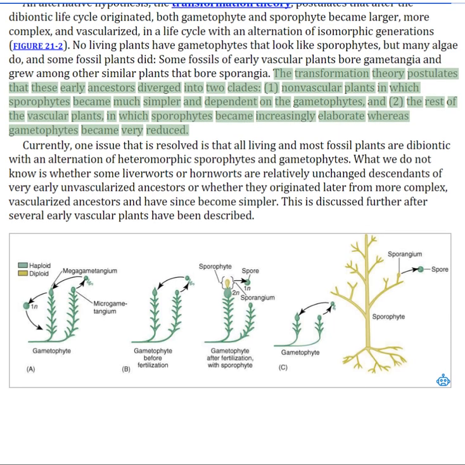The transformation theory postulates that these early ancestors diverged into two clades, non-vascular plants in which sporophytes became much simpler and dependent on the gametophytes, and the rest of the vascular plants, in which sporophytes became increasingly elaborate whereas gametophytes became very reduced.